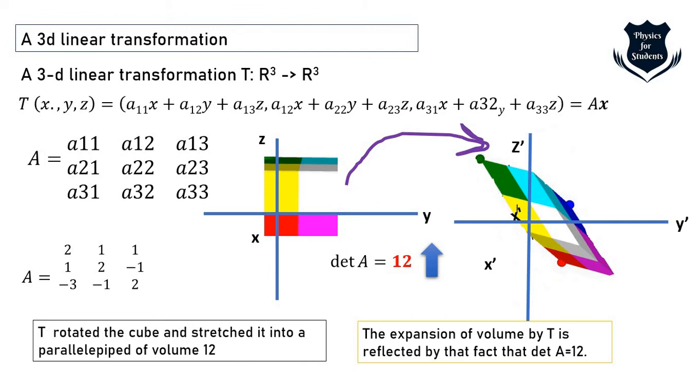Here T rotates the cube and stretches it into a parallelepiped. The volume of this new parallelepiped, which is on the right hand side of the screen, marked by the x prime, y prime and z prime coordinates, has an increased volume, and the volume increases up to 12. So I think I have made it clear, from 1 dimension to 2 dimensions and 3 dimensions, how the volume under linear transformation changes.